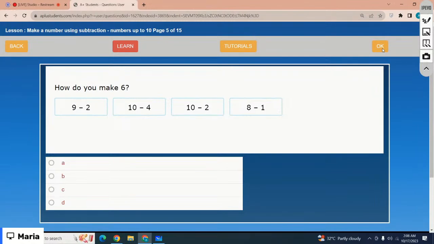Okay, how do you make 6? 9 take away 2, 10 take away 4, 10 take away 2, and 8 take away 1. So how do you make 6?